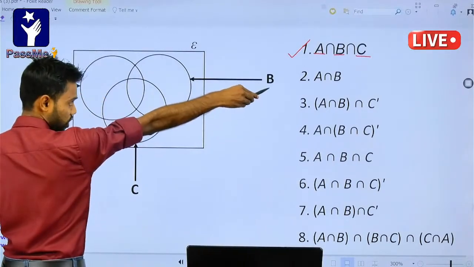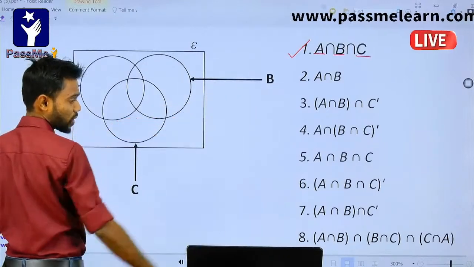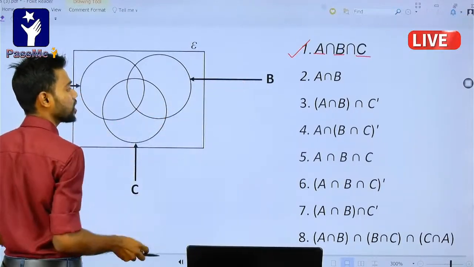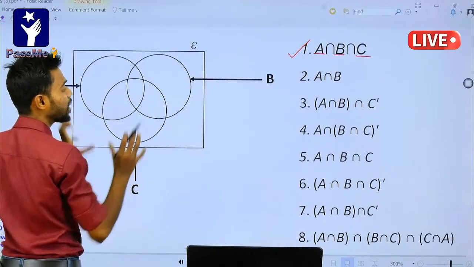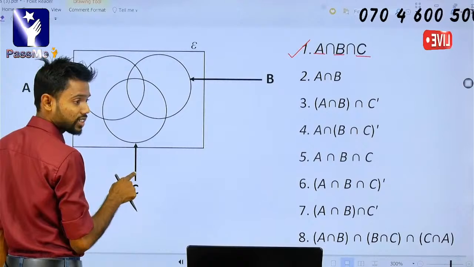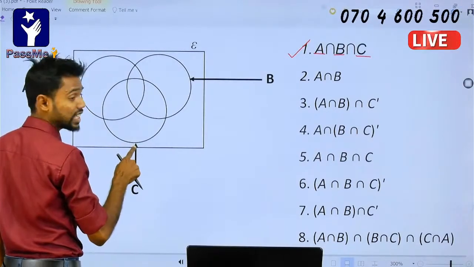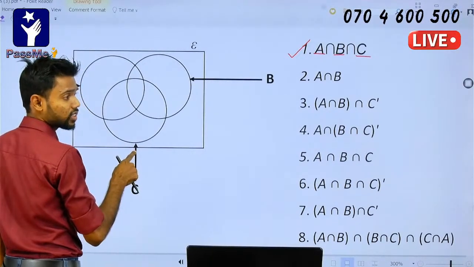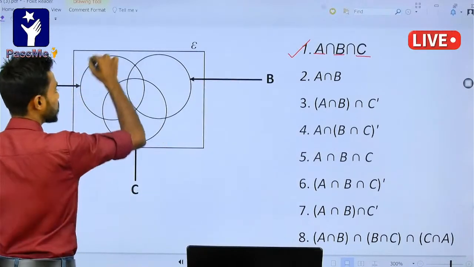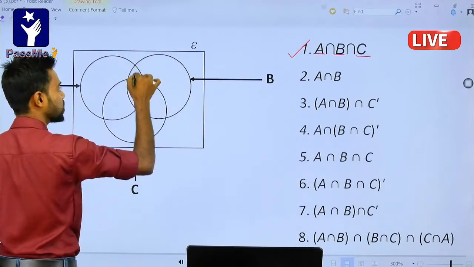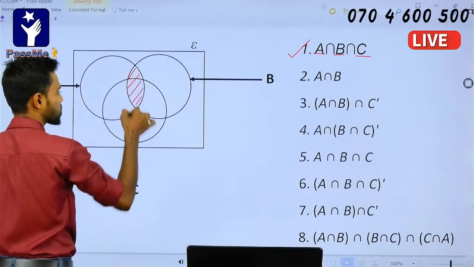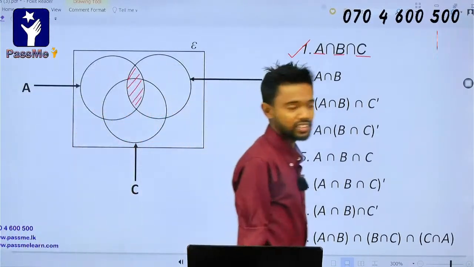But in question number 2, I use it to represent that even though there are three circles, look at only A and B. That is what I mentioned here. Even though C is there, don't look at C. If you look at this C circle, you will end up with the wrong answer. A intersect B means look at the A circle and the B circle, don't look at C. Common for A and B. This is the answer, A and B.